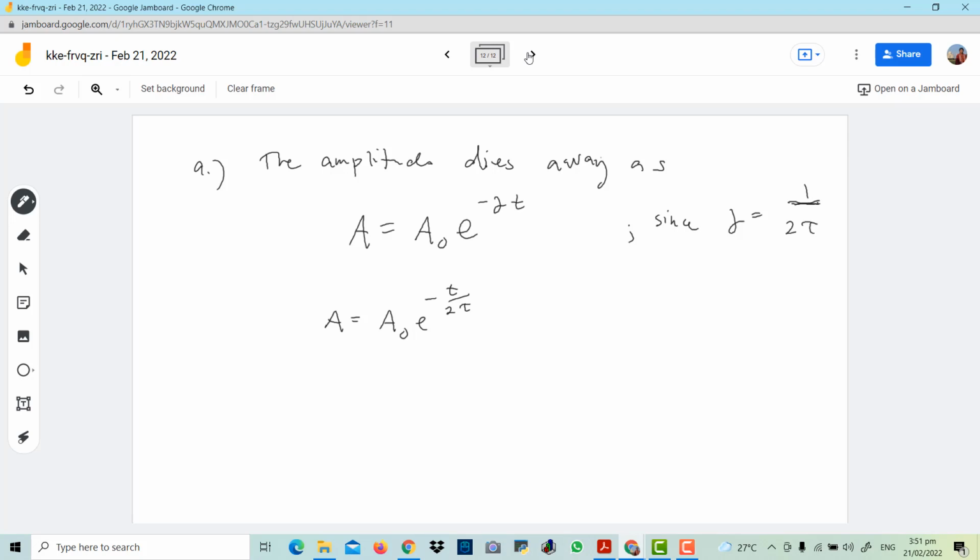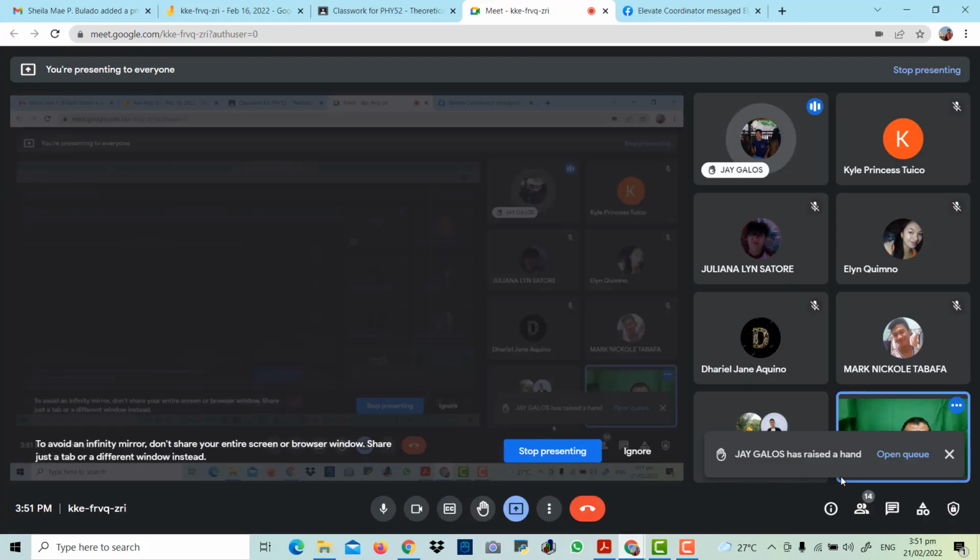Okay. And take note, if you take the ratio A over A naught, what you will get is equal to 1/2. Right? Which is given. Yes? A question?